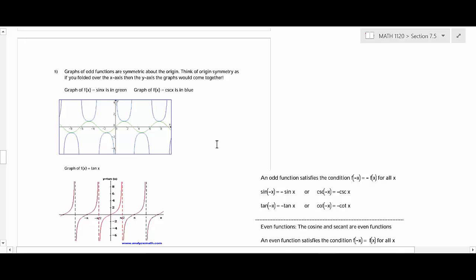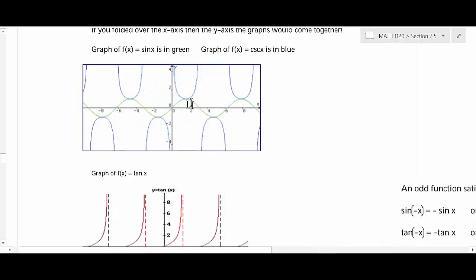Okay, so the next things are mostly just for you to look at because we're not doing graphing yet. But this is an example of, we're going to learn how to graph the sine and cosine tonight a little bit. So this is the sine, the one that's in green. The cosecant is the one that's in blue. Does that look like it's symmetric about the origin? You guys know what I mean by symmetric about origin. If you fold over y, then x, they match.